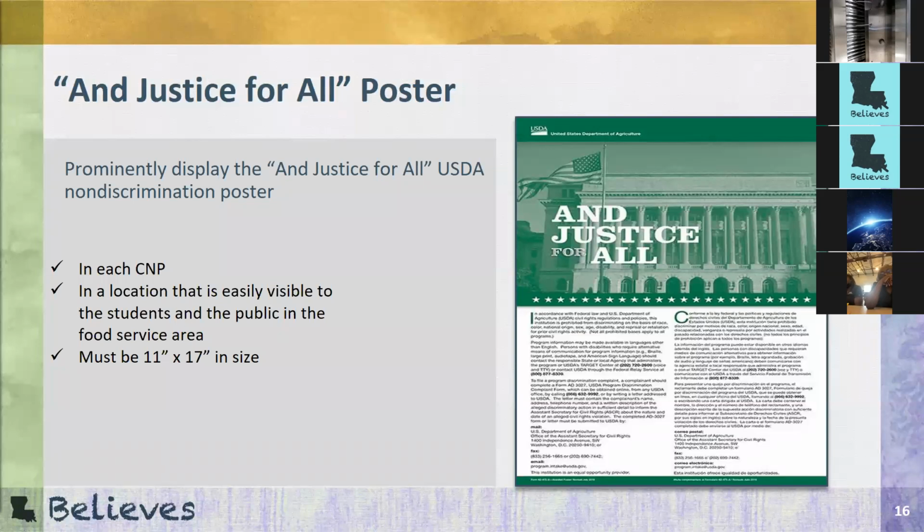All CNPs must prominently display the USDA non-discrimination poster and Justice for All. The poster must be 11 inches by 17 inches in size, and posters should be displayed in each SFA and in a location that is easily visible to the students and the public in the food service area.